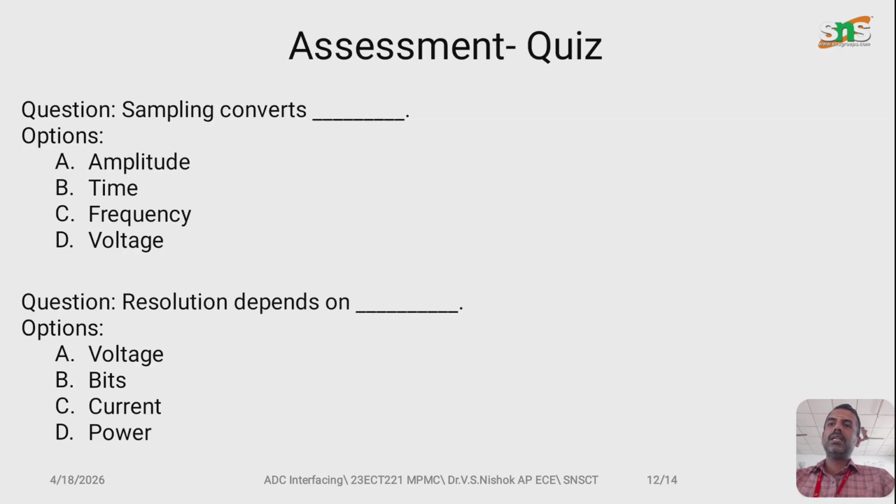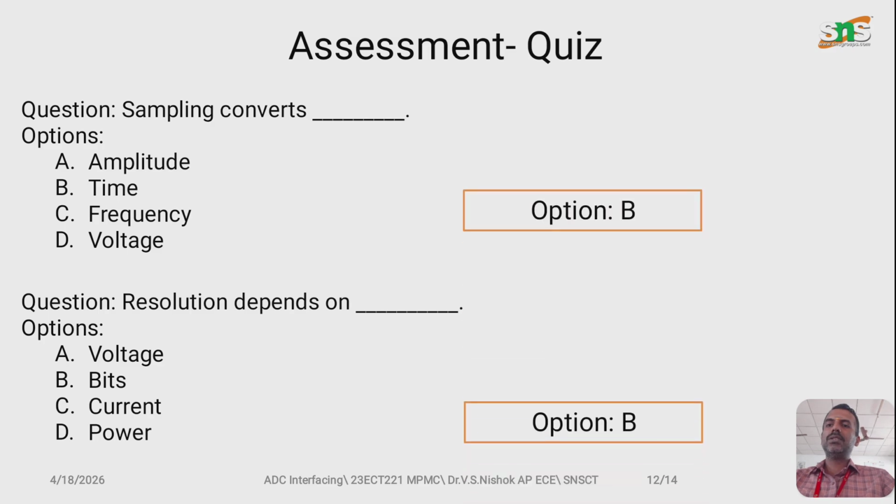So here is the time for assessment. What is sampling done? Sampling converts the signal with respect to regular time intervals. So the answer is B. The next question: resolution depends on bits. Resolution depends on the number of bits.